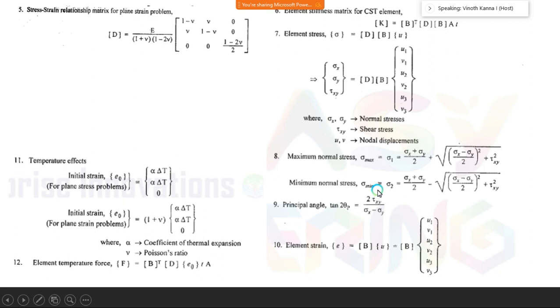So what is the thing? You should know how to find x and y, that is, the coordinate values, with the help of the normal coordinates and shape functions. After this you should know how to find the area, then the B matrix, D matrix, and finally the K matrix. That is the step by step procedure.